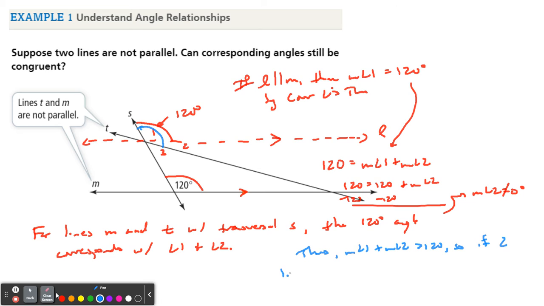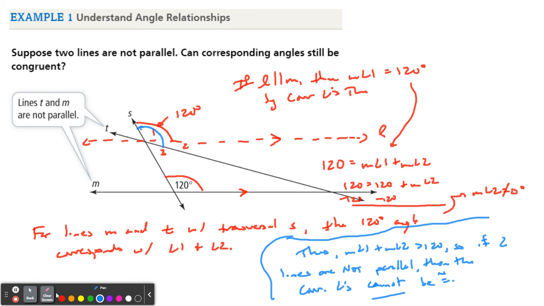So if two lines are not parallel, then the corresponding angles cannot be congruent. And there you go. Sorry, the 2 is supposed to be in there. Hopefully you followed that along. Again, this is a theoretical walkthrough of why lines must be parallel in order for corresponding angles to be congruent. And we can do similar things for the other angle pairs as well.